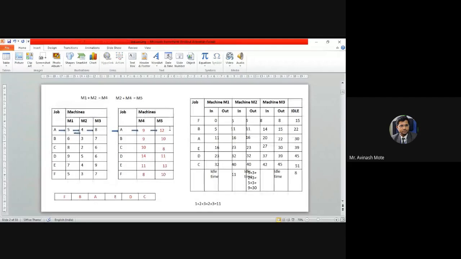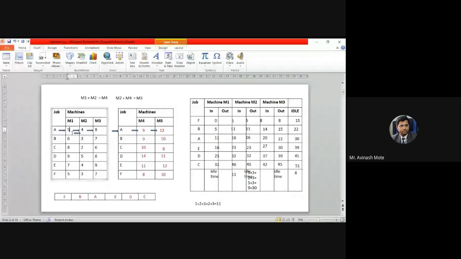Okay, now check it. Each value of M1 or M3 must be greater than or equal to M2. 5 is greater than 4, 6 is greater than 3, 8 is greater than 2, 9 is greater than 5, 7 is greater than 4, 5 is greater than 3. First condition satisfied? Yes. Minimum of M1. What is the minimum of M1? 5. Must be greater than or equal to maximum of M2. What is the maximum of M2? 5. So it is equal.